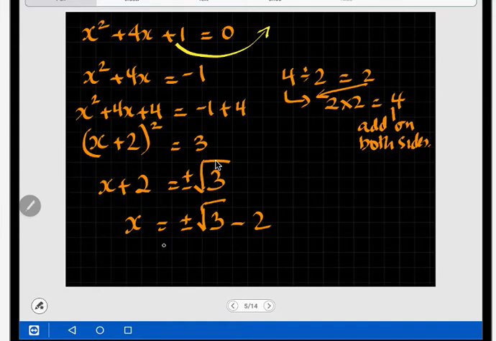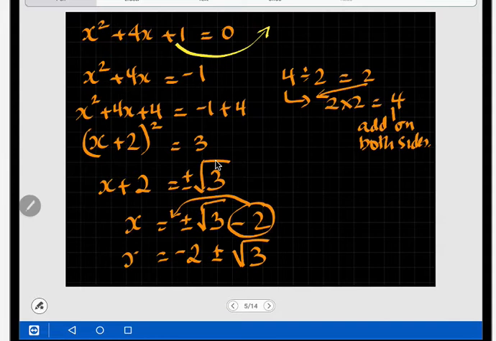But in the exams, always bring that part in the front here. So put it like this: minus 2 plus or minus square root of 3. That's my solution using the completing the square method. All right?